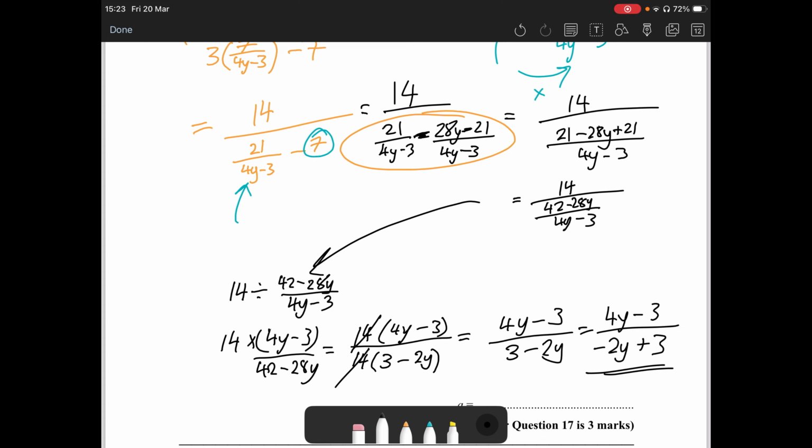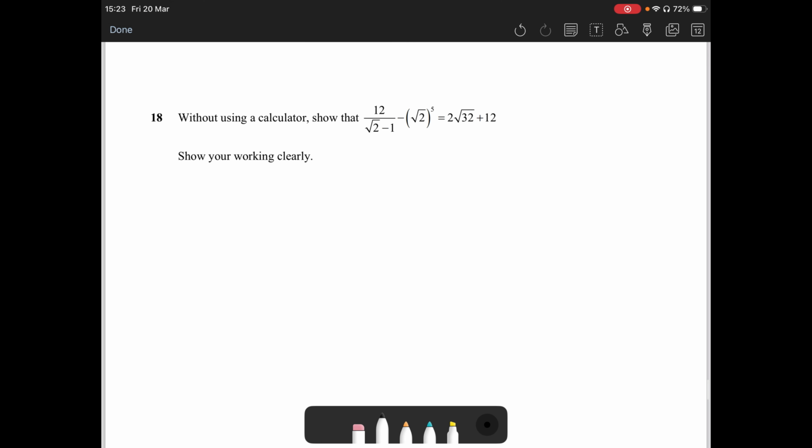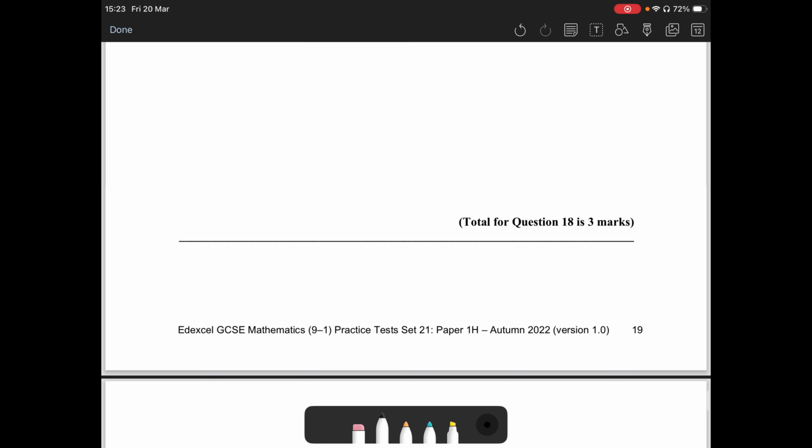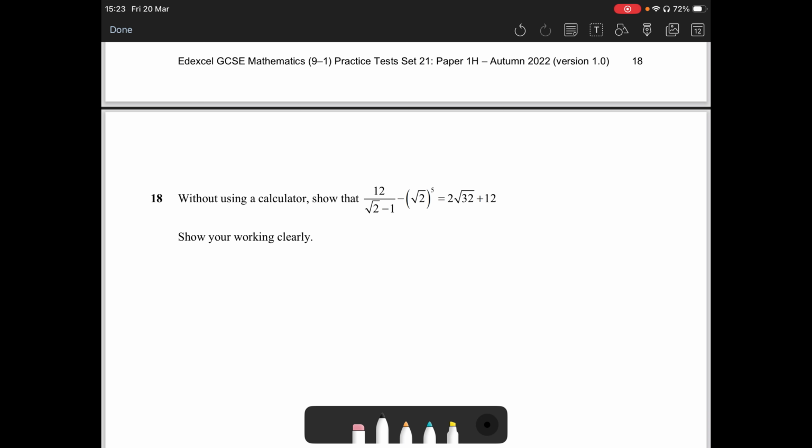Oh yeah, in the mark scheme, this is what they've got. I switched around the denominator just because that's how they phrased it in the mark scheme. But don't worry if you stopped here, that's good enough. Brilliant. Right, we've got a couple more to go. Let's speed run this. Let's not waste time.